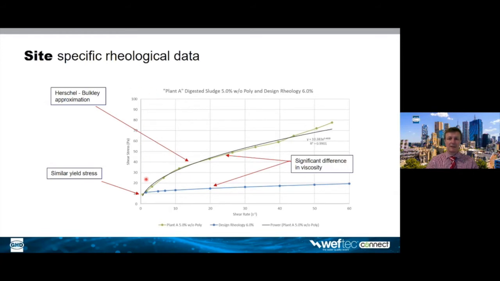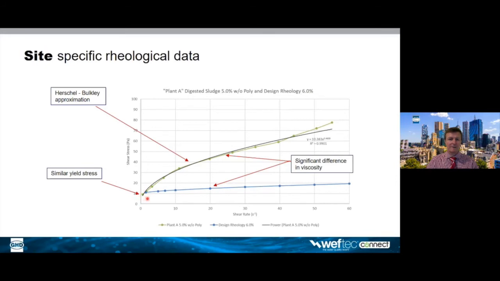So this chart here shows both data collected from fieldwork and lab testing, and data that was used in a previous project at the same site for the upgrade of the biosolids system. So the site-specific data is digested sludge at 5% dry solids without any polymer addition, and the design rheology was actually theoretical sludge at 6% dry solids.